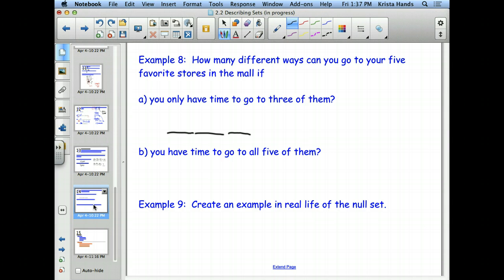How many different options do I have for my first place I'm going to go? 5. Would it make sense to go to that store, to come out and walk back in? No. So we're not going to repeat, right? So how many options do I have for my second stop? 4. And then the last stop, 3.